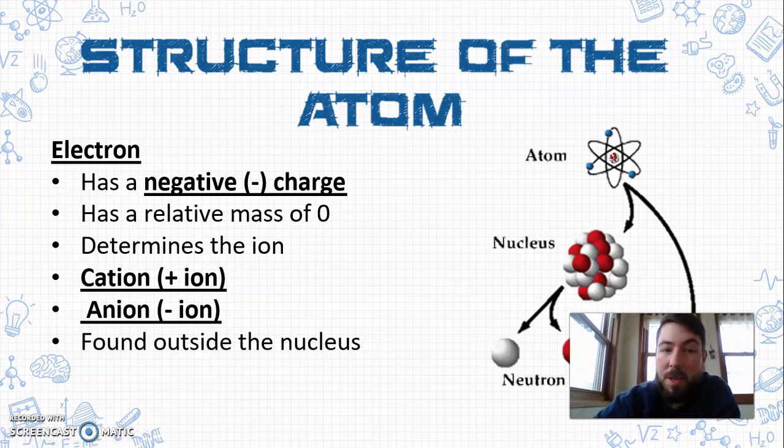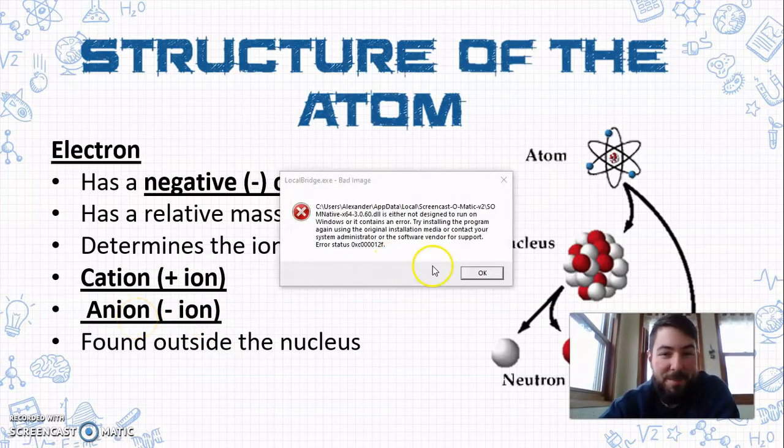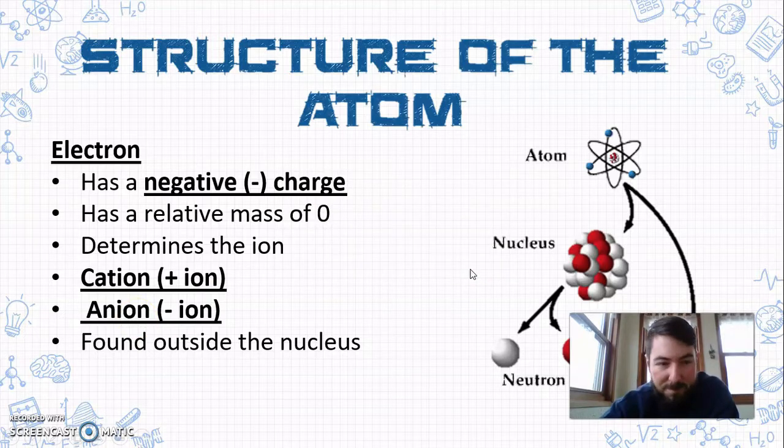And then electrons are negative. There's no fancy way of remembering it, but electrons are negative. They are the ones outside of the nucleus, the blue dots circling around it. It basically has no mass, so it doesn't factor into the weight of an element. It determines the ion, which we're going to touch on a little bit. If it's a positive ion, it's called a cation. Cats are positive. If it's a negative ion, it's called an anion. Onions are negative. And that is found outside of the nucleus.